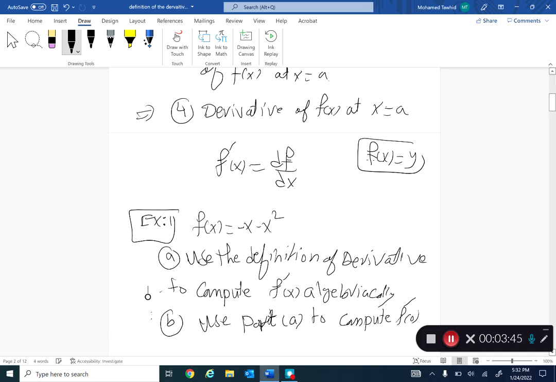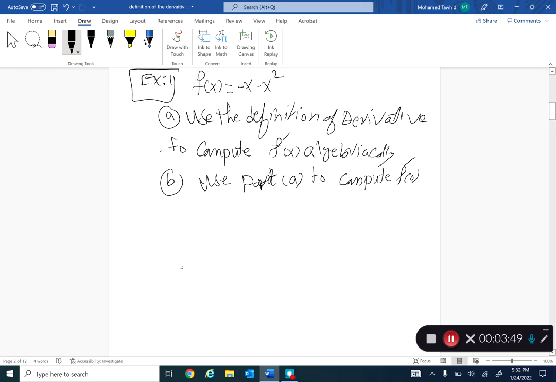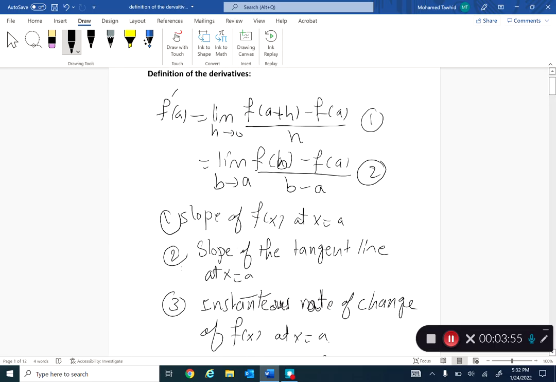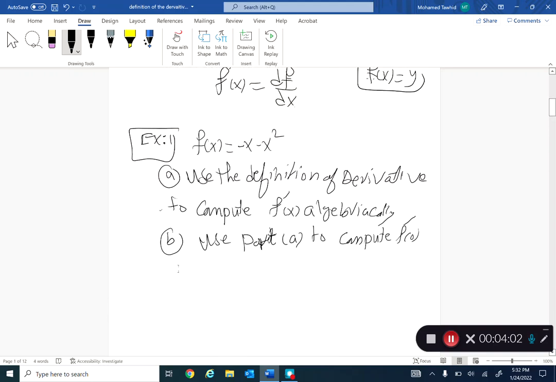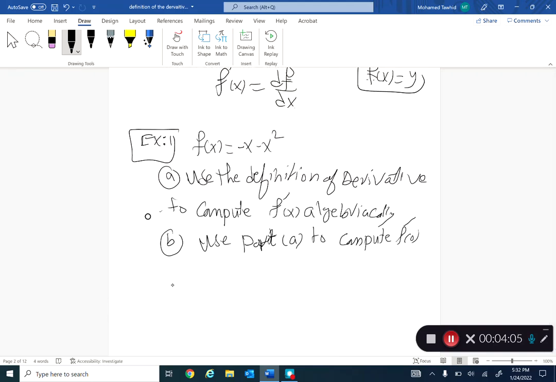Okay, so let me show you how to do this using maybe equation number 1, and then we'll use equation number 2. It's up to you, you can use 1 or 2. Equation 1 we call the definition of the derivative. Equation 2 is also the definition of the derivative. So let us use equation number 1. I need to get f prime of a when x equal a. So it will be the limit as h approaches 0 of f(a plus h) minus f(a) over h, right? That is the equation I'm going to use.